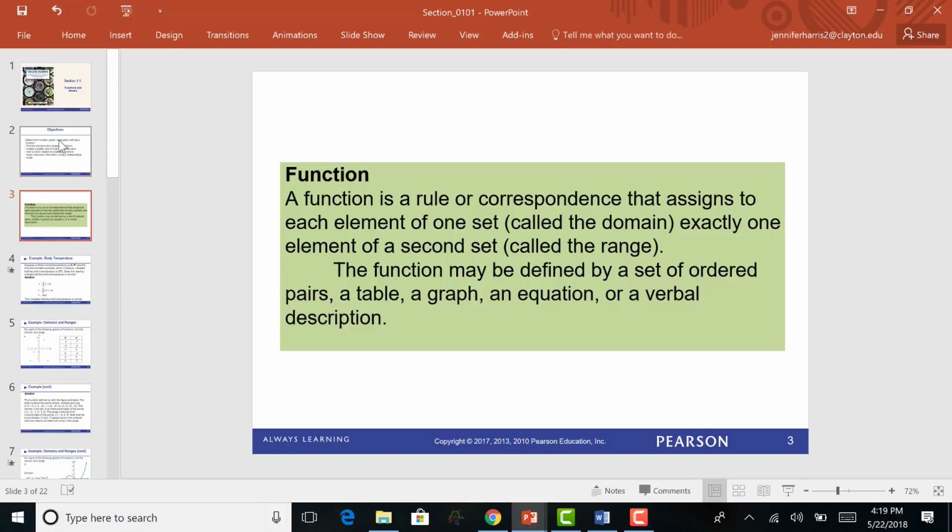All right, so the first example, do you see what it says here? The function can be defined as a set of what? Okay, so I'm going to give you examples of each of those so you can actually see what one is.